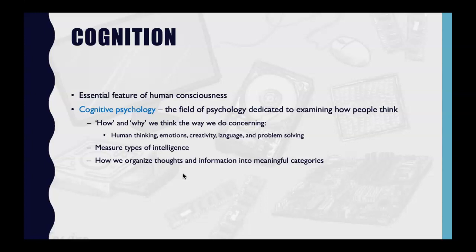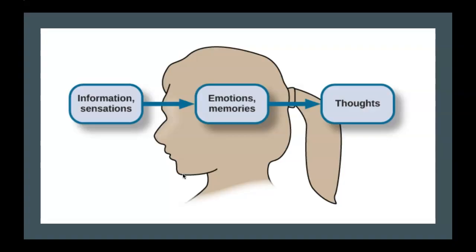We're also going to measure, cognitive psychology is also going to look at different types of intelligence and how we organize thoughts and information into meaningful categories. So basically, this is an illustration of what I was saying in terms of perceptions. So we gather information and sensory input. And a lot of times that sensory information is going to conjoin with emotions and memories. They're going to be tied with emotions and experiences. And those are going to affect the thoughts we have about a certain scenario.